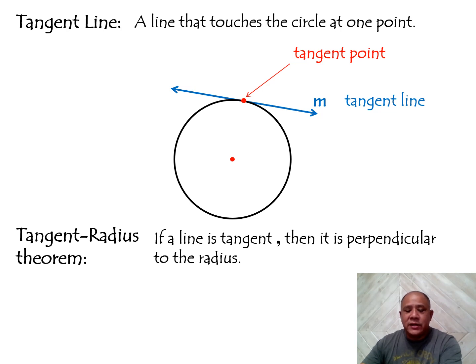And what is the radius? If you guys remember, the radius is from the center of the circle to the tangent point. So it's basically the distance halfway across a circle. Okay? And what's important is that the radius and the tangent line touch each other at 90 degrees. So knowing this, let's apply this theorem.